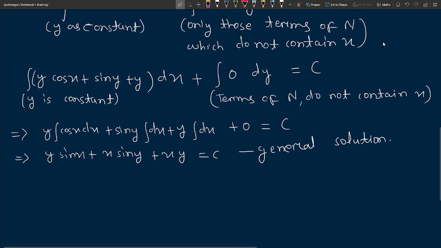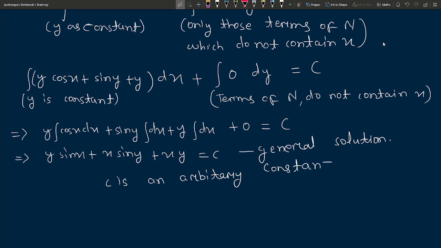This is called the general solution. Here c is an arbitrary integration constant, and this arbitrary constant arises whenever you solve any differential equation. Now this is the procedure to solve an exact differential equation.